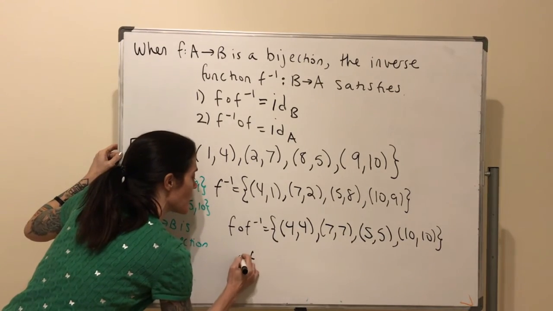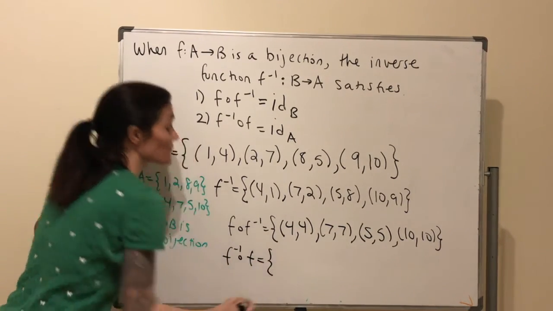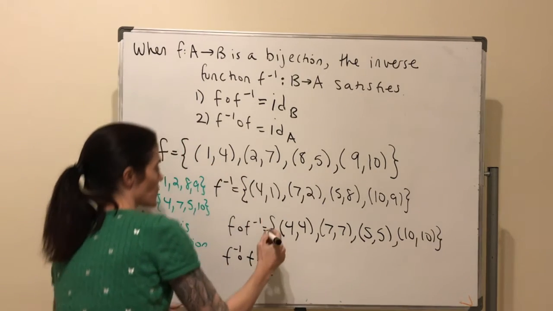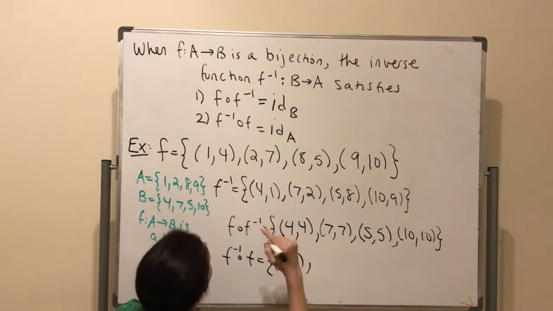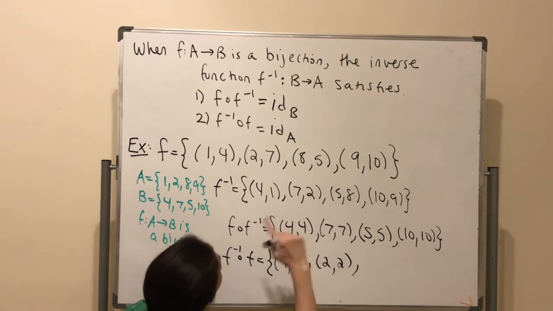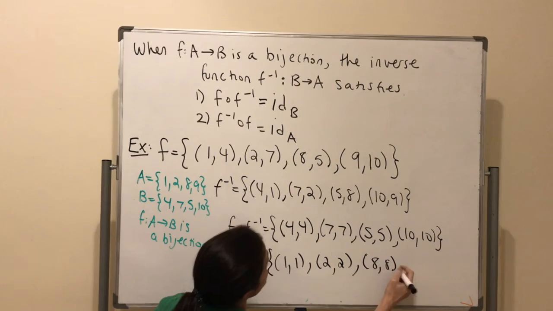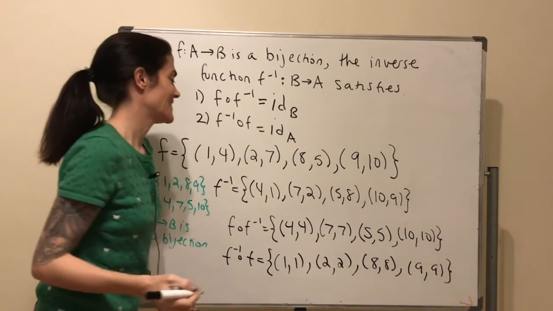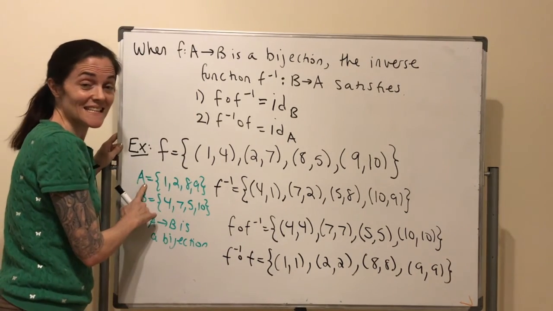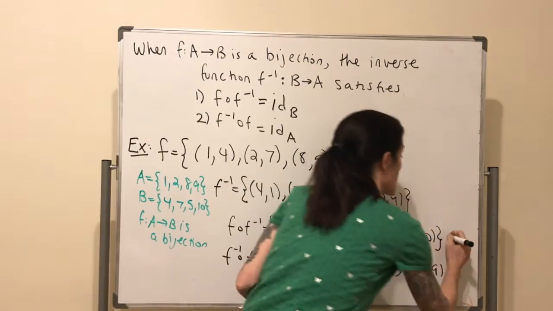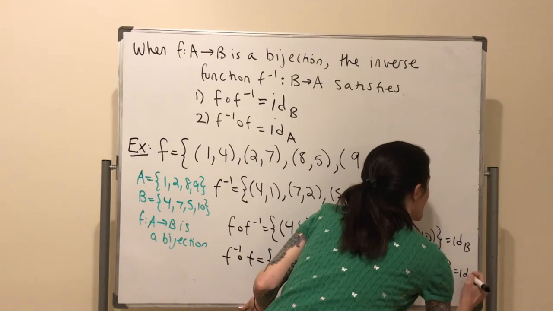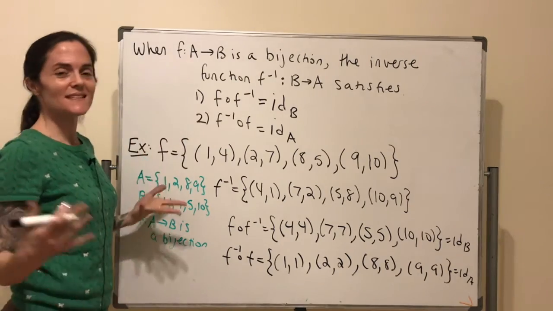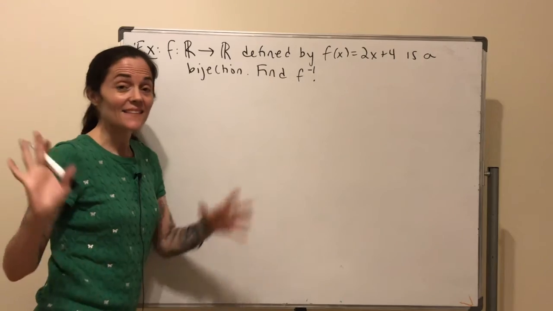Okay, let's do the other way. F inverse compose F. So first we do F. We should see the identity on A. First we do F. 1 goes to 4, 4 goes to 1, 2 goes to 7, 7 goes to 2, 8 maps to 5, 5 maps to 8, and 9 maps to 10, 10 maps to 9. You see, this is the identity on A. In fact, let me write that. This is the identity on B. This is the identity on A. And so this is an example that makes us think about this statement. It illustrates this statement.